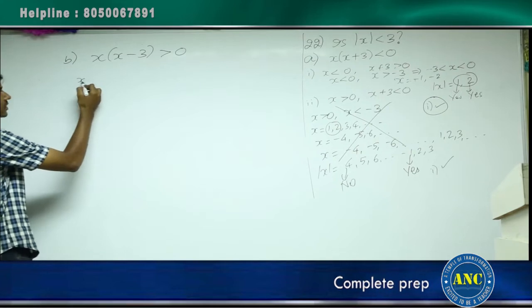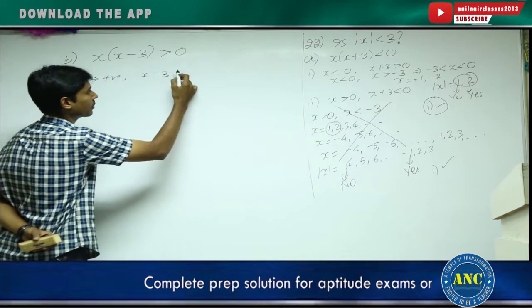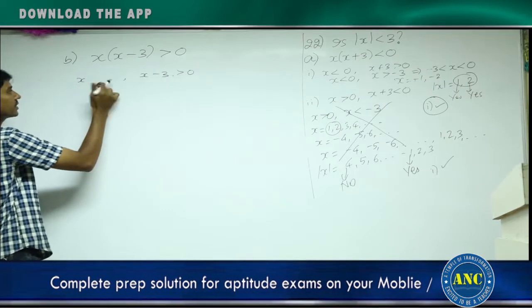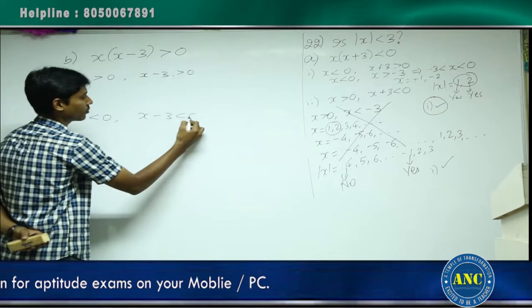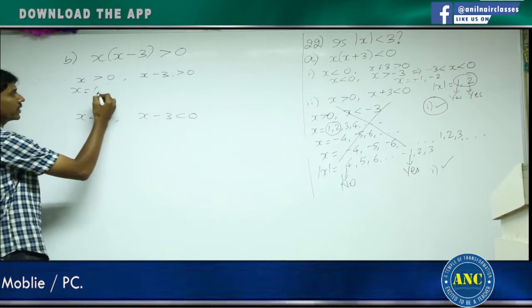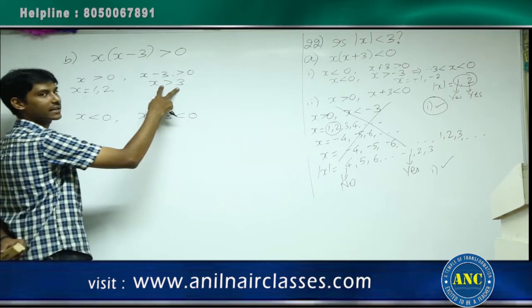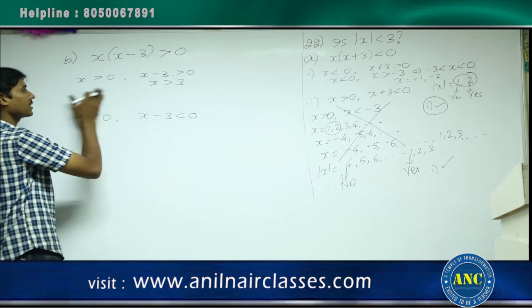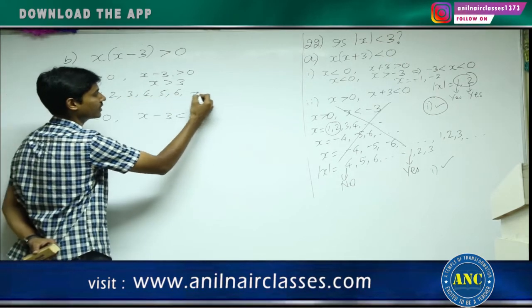That means x should be positive, and x minus 3 should also be positive. Positive is nothing but greater than 0. Here also I will write it as greater than 0. Or the second condition is both of them are negative. Understanding, right? Here, x can be 1, 2, 3, 4, etc. This is x greater than 3. X greater than 0 means 1, 2, 3, 4. X greater than 3 means 3, 4, 5, 6, etc.